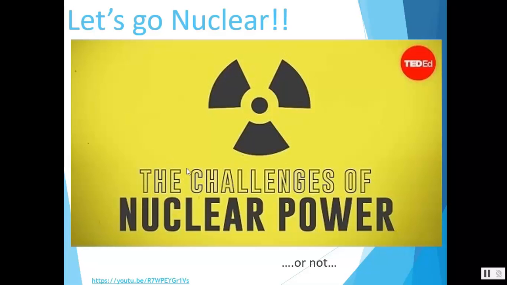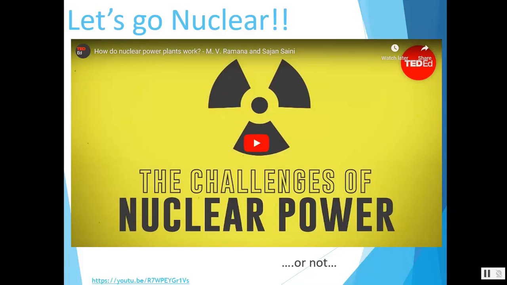So nuclear can be quite controversial. In a lot of ways, nuclear is awesome because there's so much energy stored in mass. And if you can harness that energy, it could really help solve the energy crisis. But nuclear can be difficult to control. If you've heard of Chernobyl, you have an idea of what can happen when things aren't controlled. So I'd like to start by just looking at this TED-Ed talk.